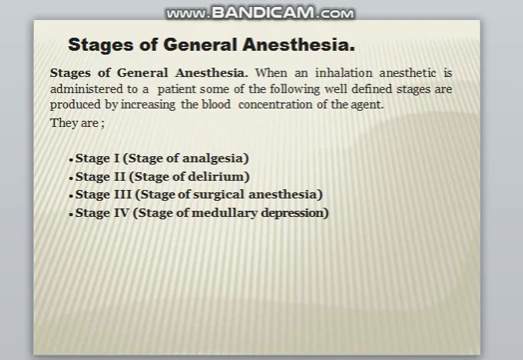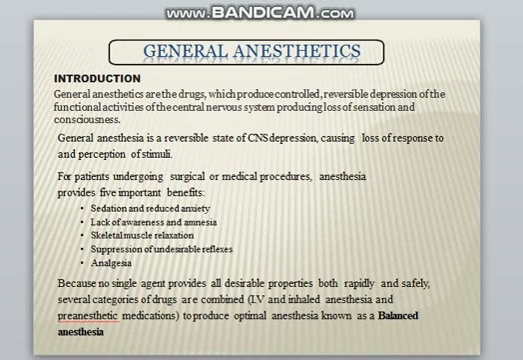Hello students, today we'll start with the stages of general anesthesia. As you have already seen what general anesthesia is and why it is given to patients. Just a revision: general anesthesia is a drug which produces a controlled, reversible depression of the functional activities of the CNS and produces loss of sensation and consciousness.